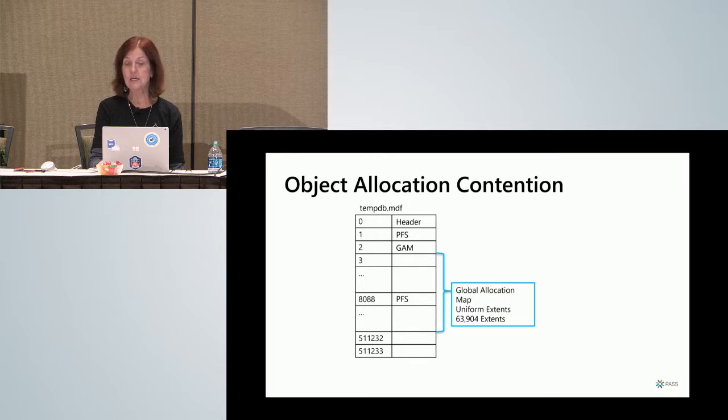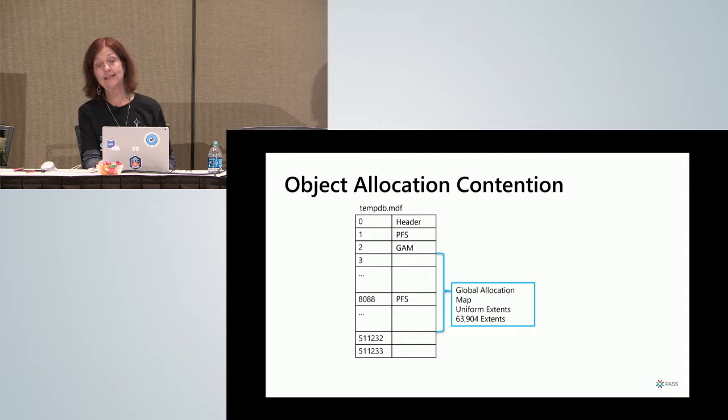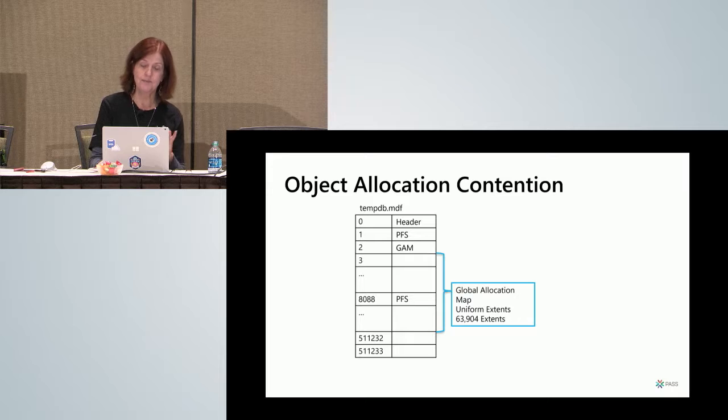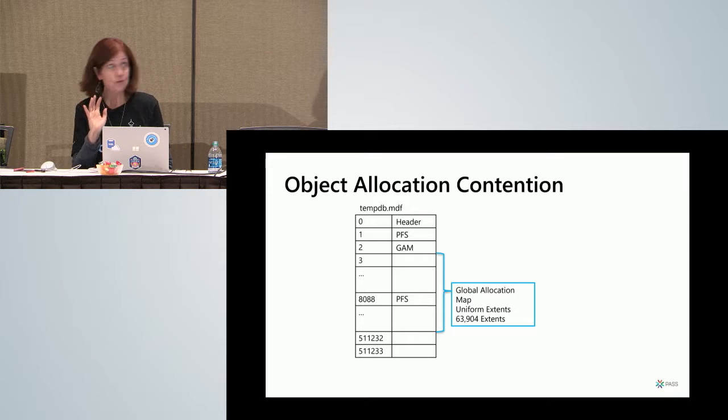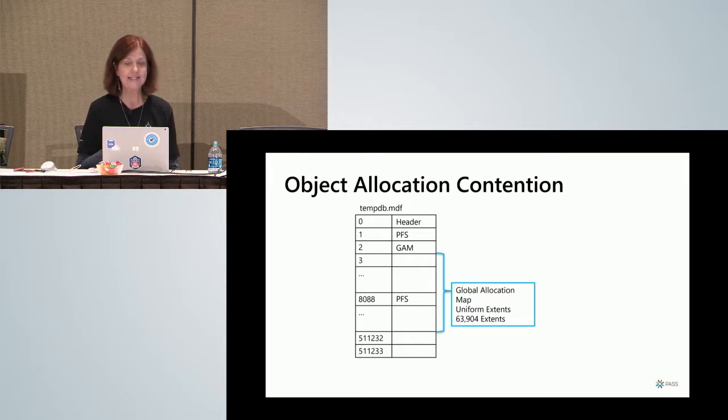And there's a second GAM page every 63,904 extents. I usually just round it off and say 64,000, but I didn't create the slide, and the person who did wanted to be exact. Those of you who have read my stuff know I usually like to be exact too. But when the math is so easy with 64,000, I usually go with that. SQL Server doesn't care if the math is easy or not. It can add 63,904 as easily as it can add 64,000, so we'll go with that.